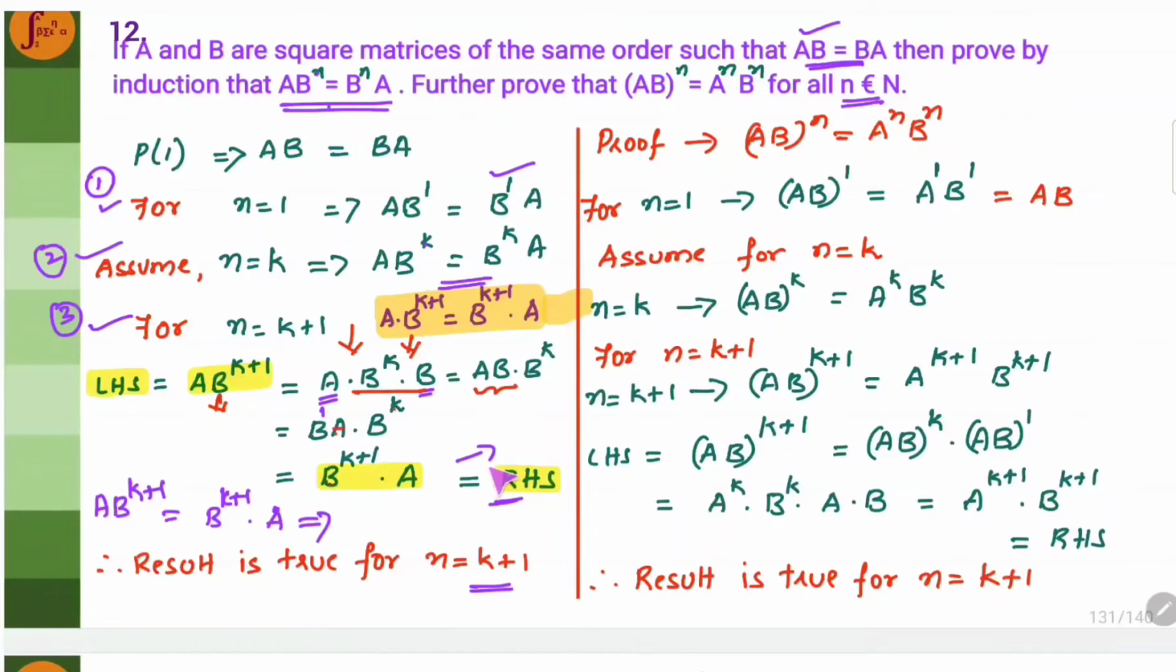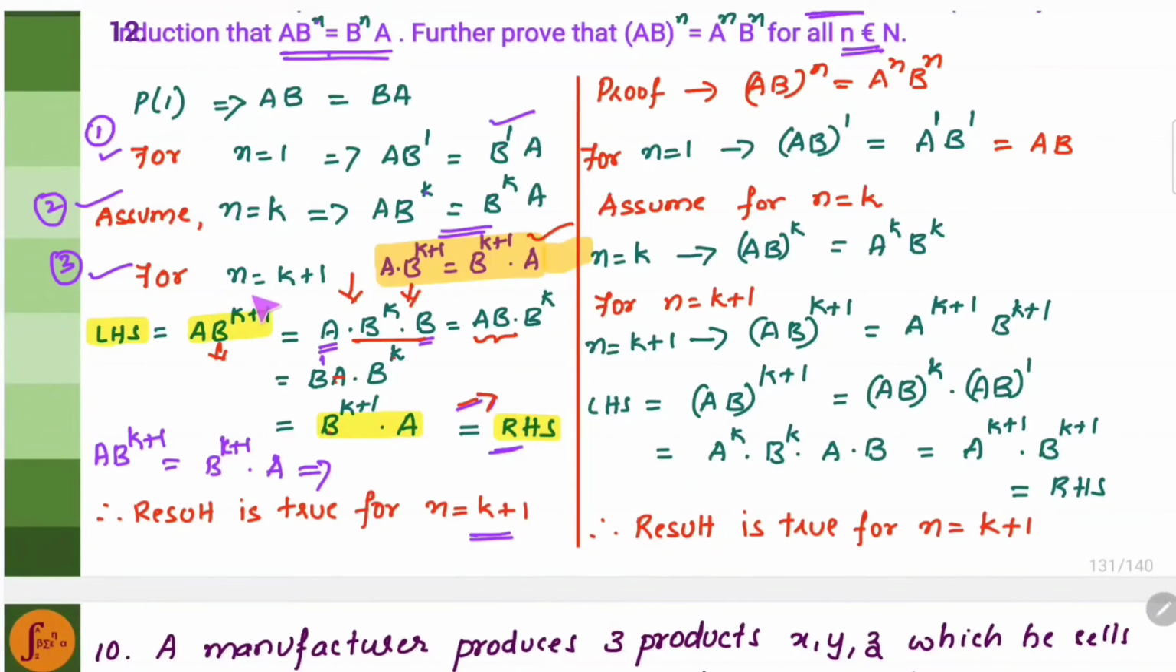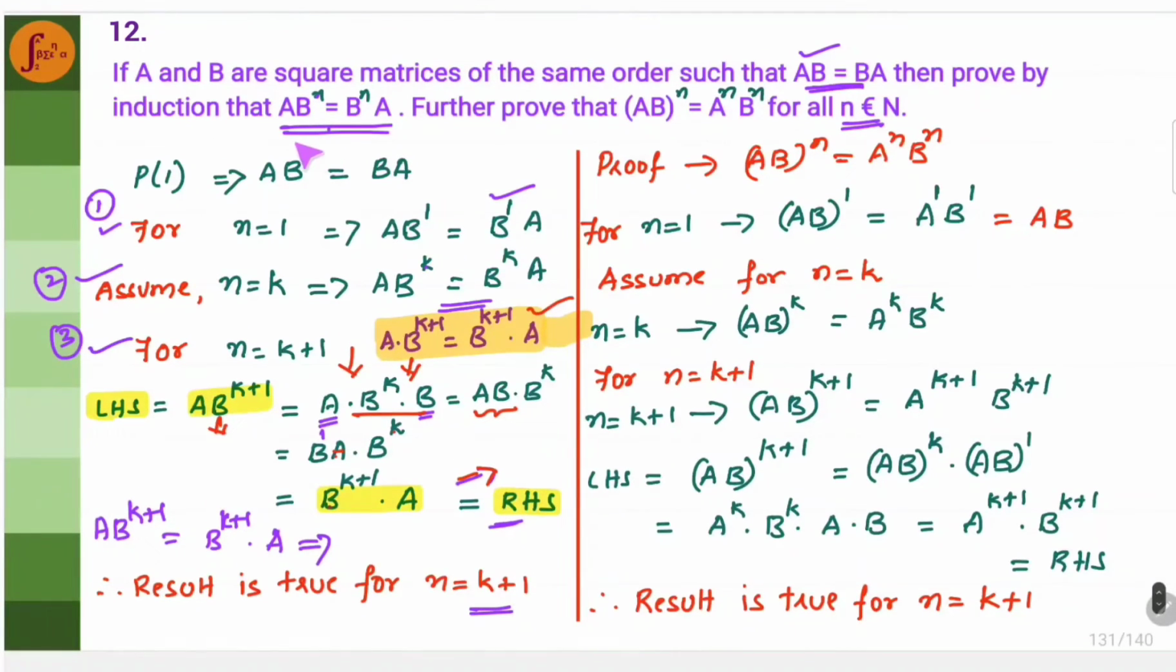Now if you notice, this is same as the RHS. So we have derived it. Therefore, for n is equal to k plus 1, this condition holds good. Therefore, result is true for n is equal to k plus 1. Therefore, result is true for all n belonging to natural numbers. That is this result.